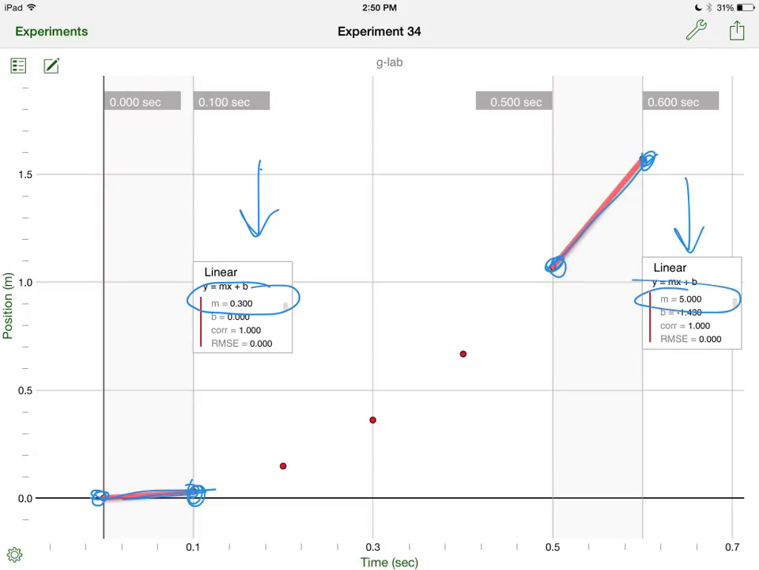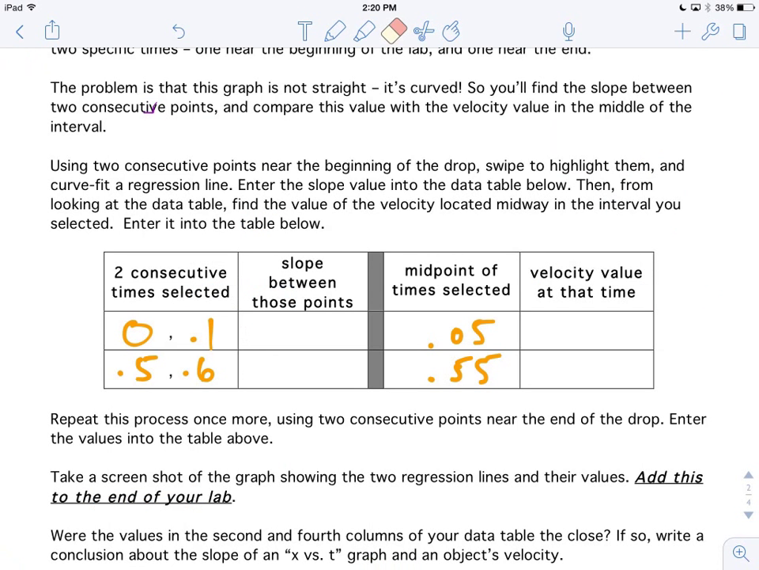You are going to go ahead and enter those numbers onto this graph right here. So the first point goes in this box and the second point goes in that box, corresponding to whatever times you selected. Now in my example here, I selected 0 and 0.1 for my first section, and I selected 0.5 and 0.6 for my second selection. Your numbers might be different, so make sure that you have it corresponding to the graph that you put together.